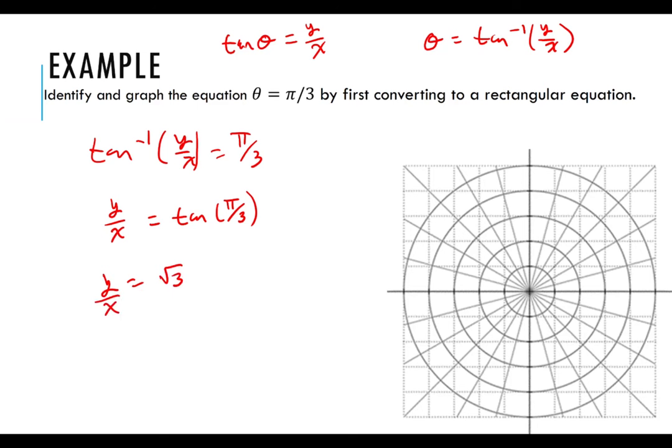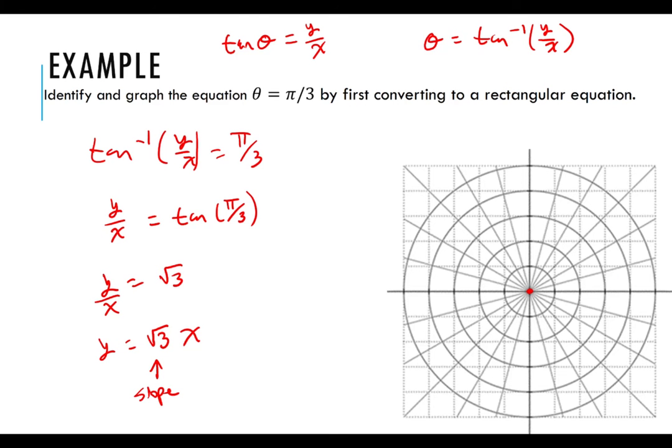Y divided by x is equal to root 3. Then I can multiply both sides by x, and I get y is equal to root 3 times x. And so now I know that my slope is root 3. And so I have the y-intercept of 0.